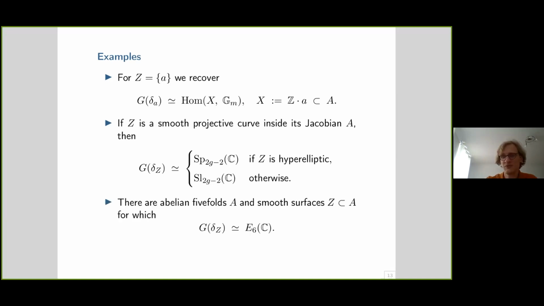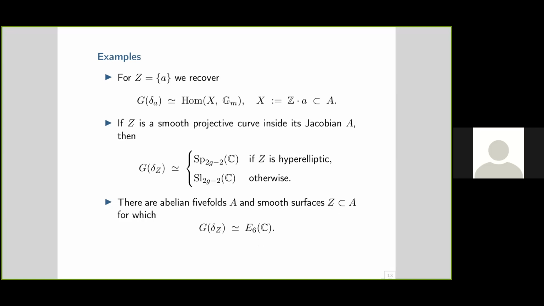But I want to show you at least one example that it's not always that simple. So there are abelian fivefolds and smooth surfaces in there such that this group here is an exceptional group of type E6. So in some sense, this is still the biggest possible group given the symmetries of these surfaces, but it's not a classical group, so there's more way for examples here. Okay, are there any questions so far?